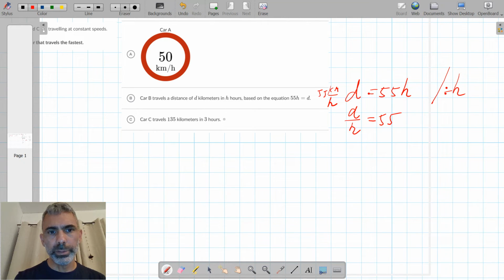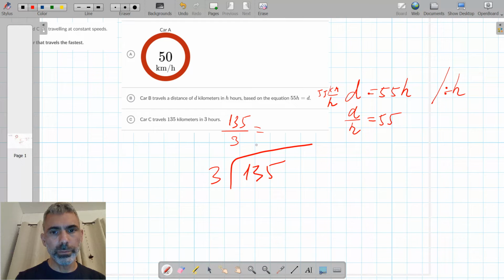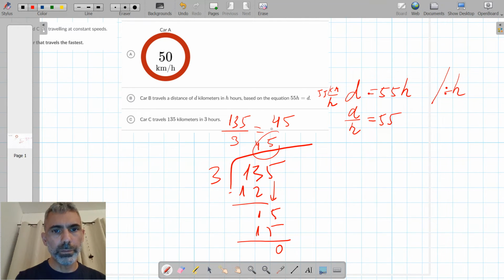And car C travels 135 kilometers in 3 hours. So in 1 hour, it goes 135 divided by 3. 3 goes into 13 4 times. 4 times 3 is 12. Subtract, we get 1. Bring down the 5. 3 goes into 15, 5 times. So car C travels at a speed of 45 kilometers per hour. So car B is fastest.